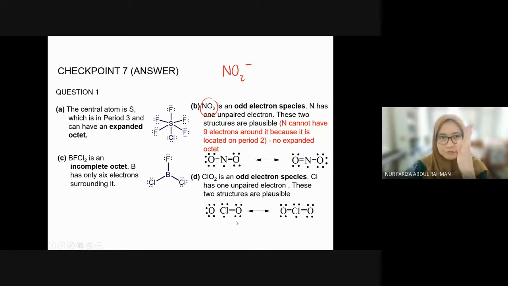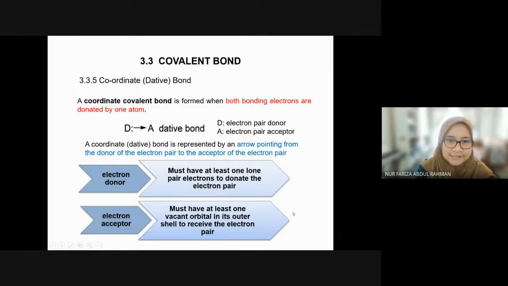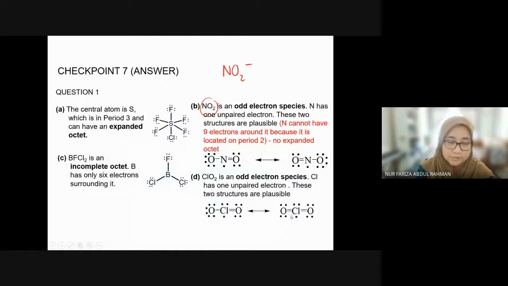So you should go through the process and then you will end up with the unpaired electron placed on the chlorine. After all, we are talking about the central atom. Exceptions to the octet rule 2 is for central atom. So it can be in this form or it can also be in this form. Ada soalan ke? Any question related to exceptions to the octet rule just now?